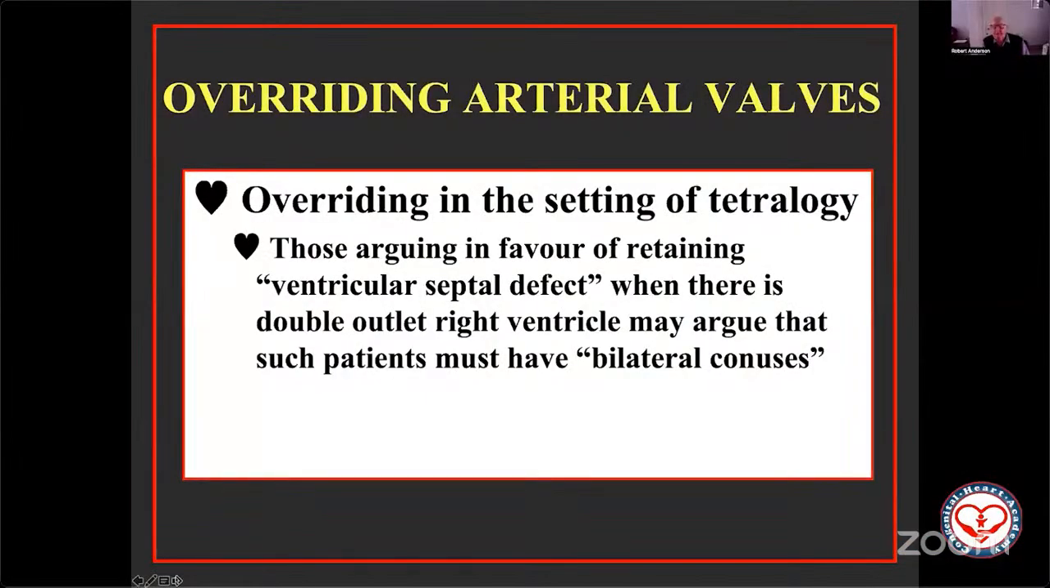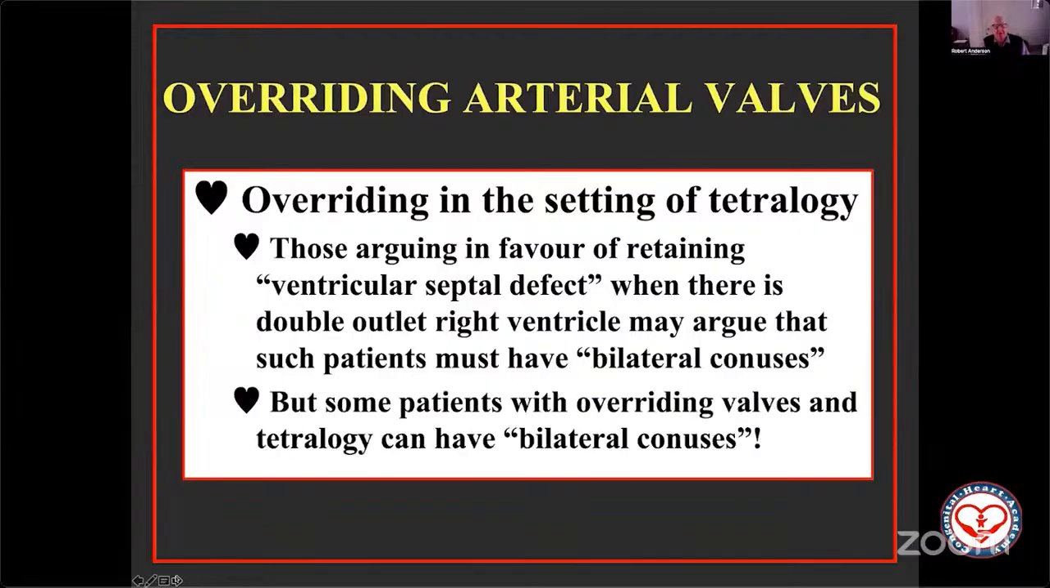So, we do have a problem. But there is another thing we have to take into consideration, because perhaps those who argue in favor of retaining the name ventricular septal defect when there is double outlet right ventricle will argue that you can only have double outlet right ventricle when there are bilateral conuses. And that means Tetralogy of Fallot cannot coexist with double outlet right ventricle.